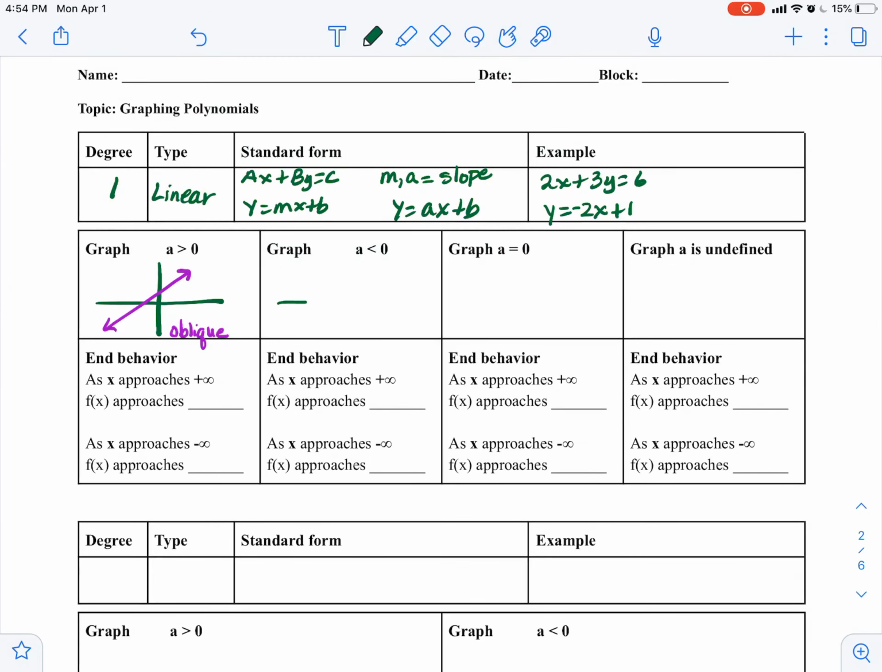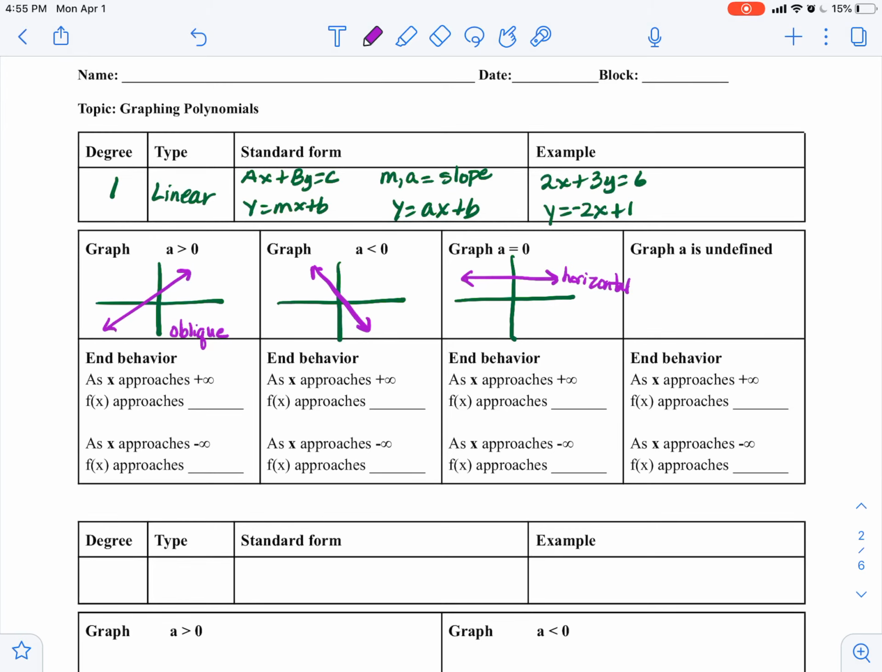Next one, if we have a negative slope, okay, so what should it look like? And again, hopefully you know it's going to go down left to right. So I'm hoping none of this is messing you up or confusing you. This should be a given at this point. The next one is when our slope is 0. What kind of line do we have? Okay, and it should be a horizontal.